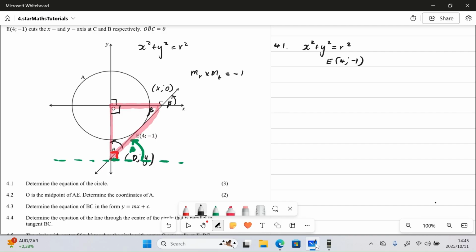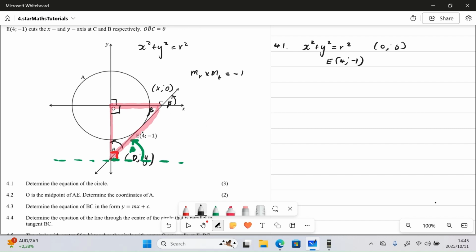Let's go to the equation. Determine the equation of a circle. Remember, the center is at the origin. Then it means that this is the equation that we must use because the center is at the origin. Then we need to find r. To find the equation, we need to find r. So let's go and find r.